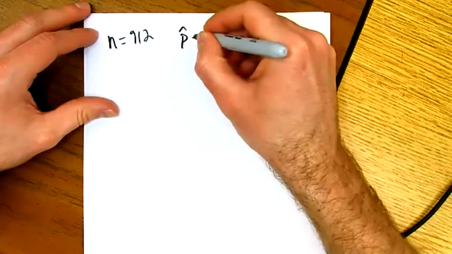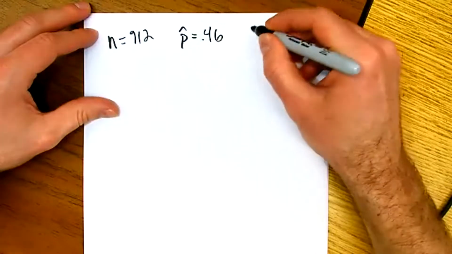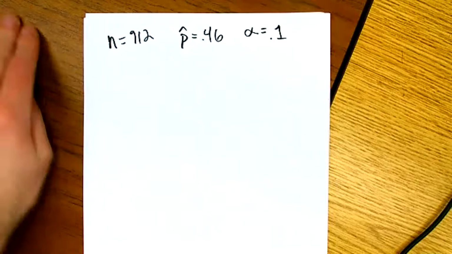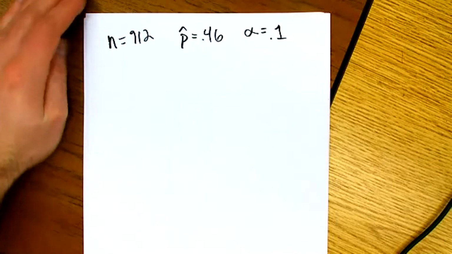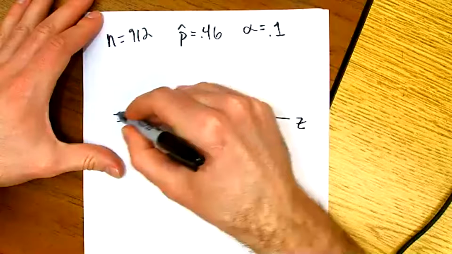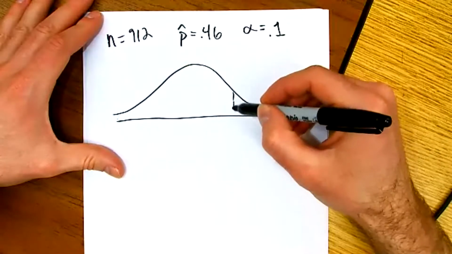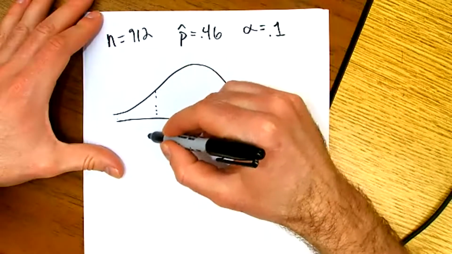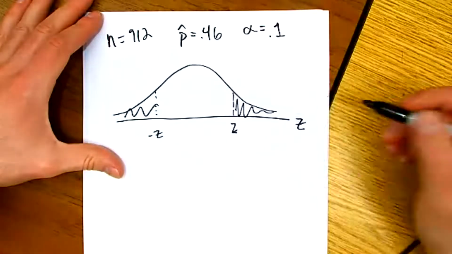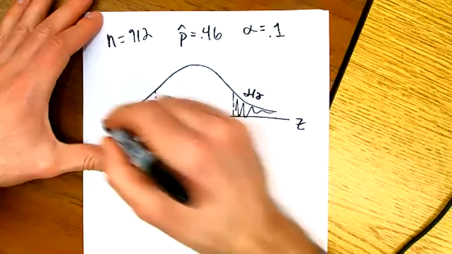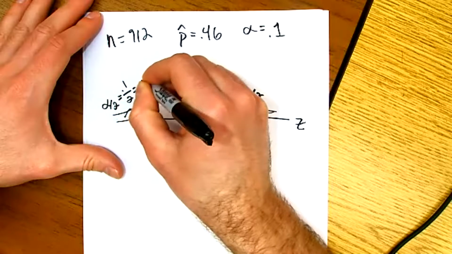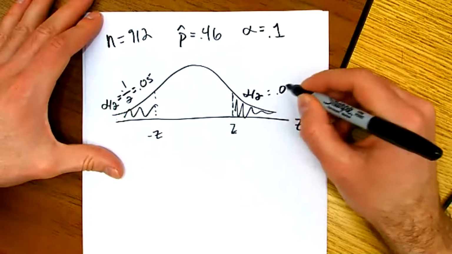Sample proportion was 0.46, and the alpha was 0.1 for the 90% confidence interval. So usually the first step that we would do is think about what Z value is going to give me that area of alpha total in these tails, or alpha over 2 in each tail. 0.1 over 2 is 0.05.